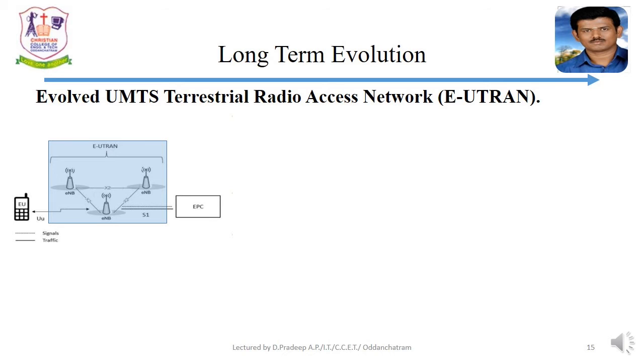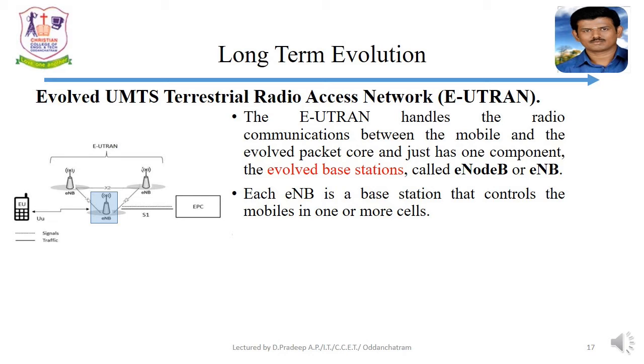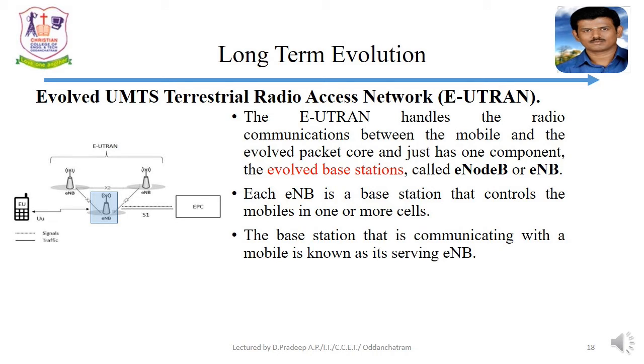Evolved UMTS terrestrial radio access network. It handles the radio communication between mobile and evolved packet core and has just one component, the evolved base station, that is denoted as E node B or ENB. Each evolved base station controls the mobiles in one or more cells. The base station that is communicating with the mobiles is known as its serving evolved base station.